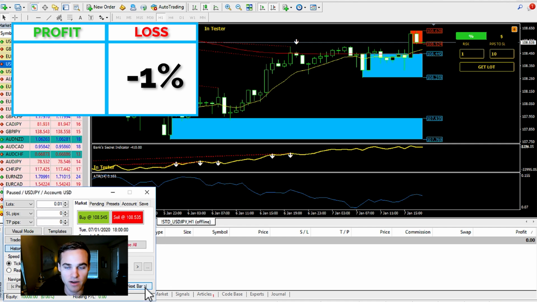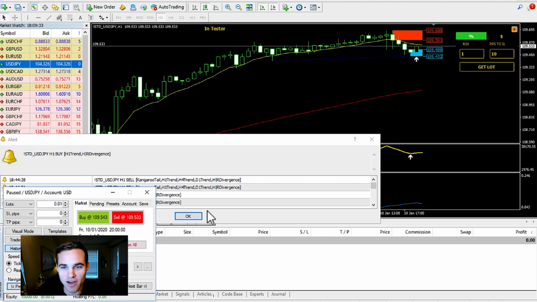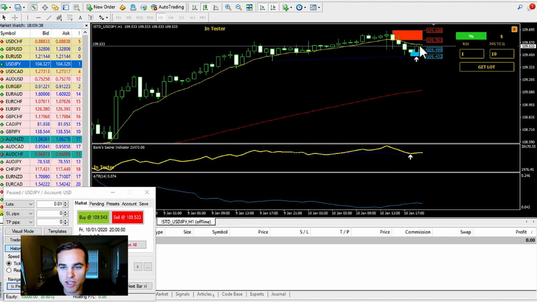So let's continue here. Okay, so I got another alert here. It looks like it's in an uptrend on the hourly chart. We got a sign of divergence, so it's telling me to buy right now. So what I'm going to do is come down here and look at what the ATR is trading at right now. And I can see it's trading at about 79 points. So let's call it 80 points.